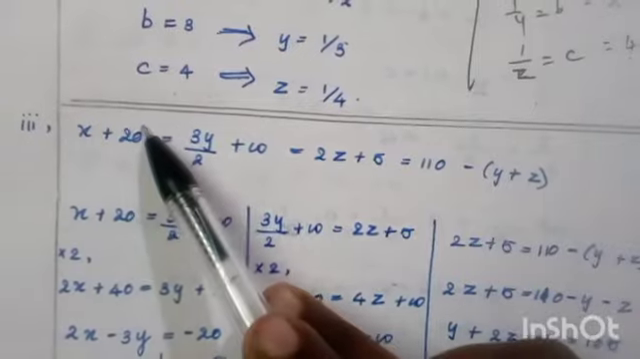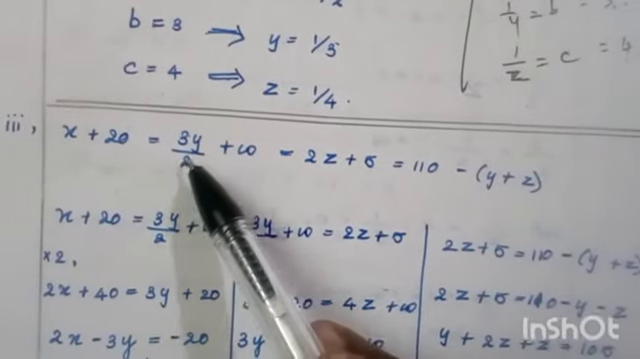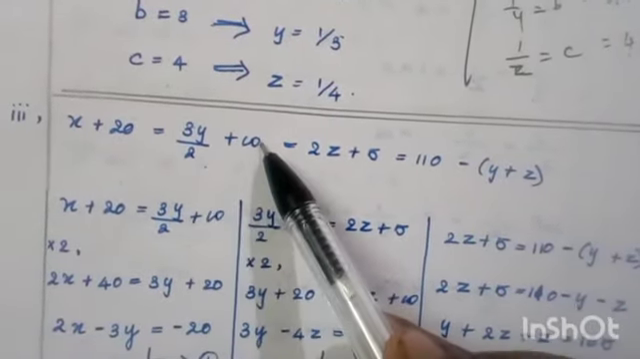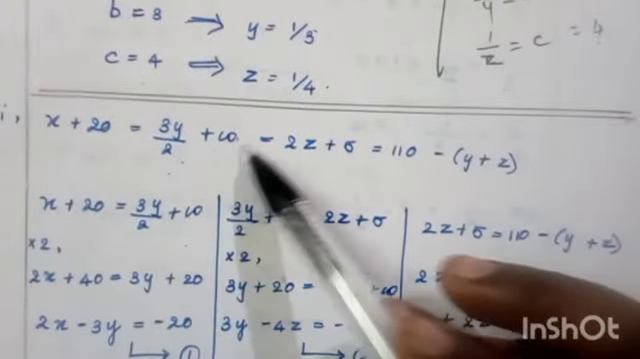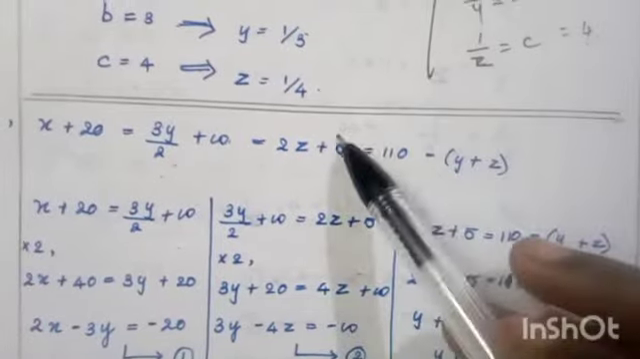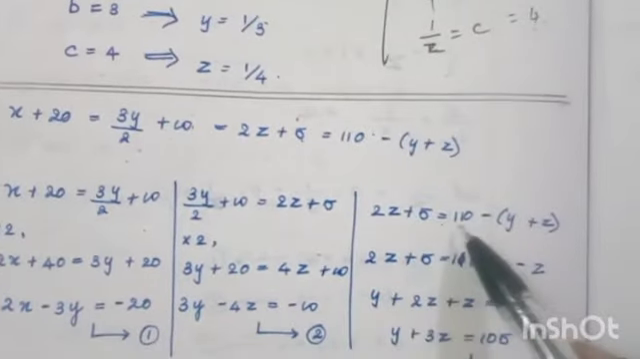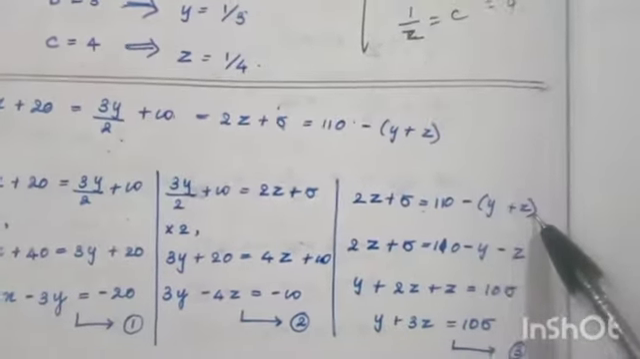So first you have to compare these two: x plus 20 is equal to 3y by 2 plus 10. Then you have to compare these two: 3y by 2 plus 10 is equal to 2z plus 5. Then you have to compare these two: 2z plus 5 is equal to 110 minus of y plus z.